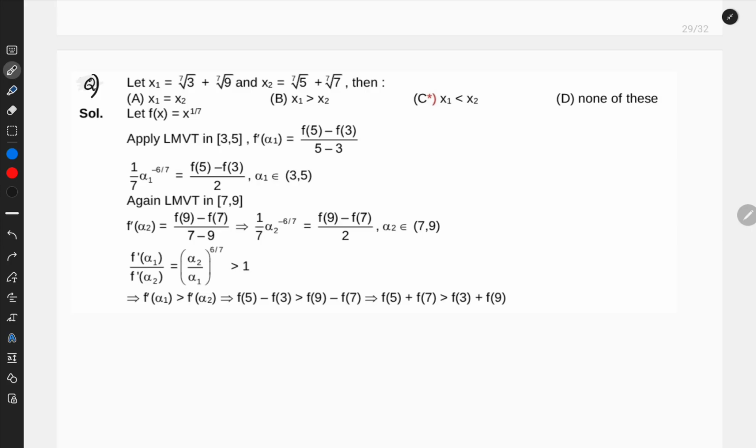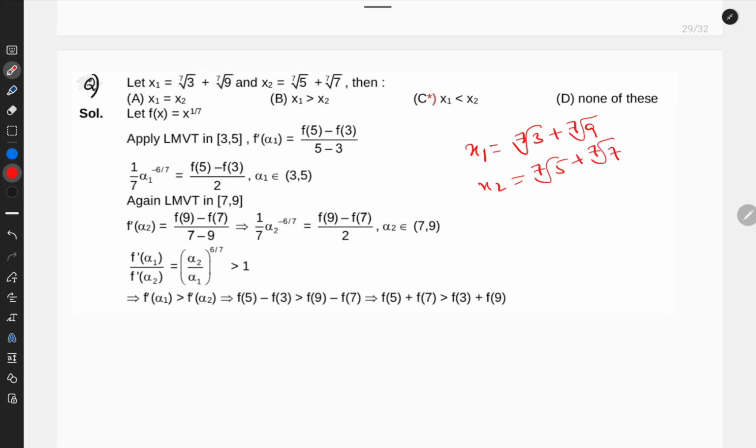Another interesting and surprising application of this. Actually, here we need to compare two real numbers. So what are the numbers? X1 and X2. X1 is the 7th root of 3 plus the 7th root of 9, and X2 is the 7th root of 5 plus the 7th root of 7.